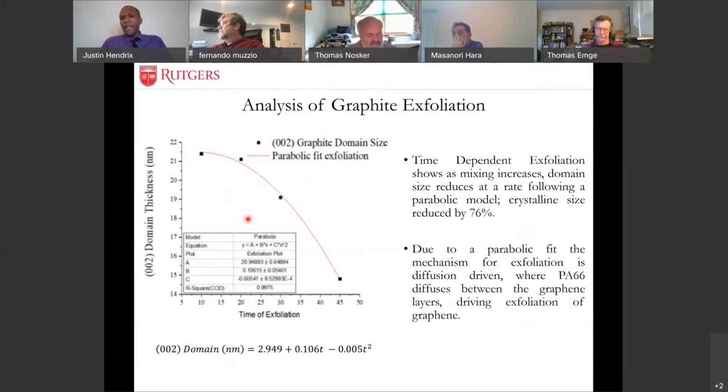Now, in looking at that analysis, one of the things that we did was calculate the crystalline thickness as a result of time. We see that from 10 minutes to 45 minutes, we got about a 76% reduction in crystalline thickness. And we're actually able to exfoliate and generate an approximate size all the way down to about 14 or so nanometers.